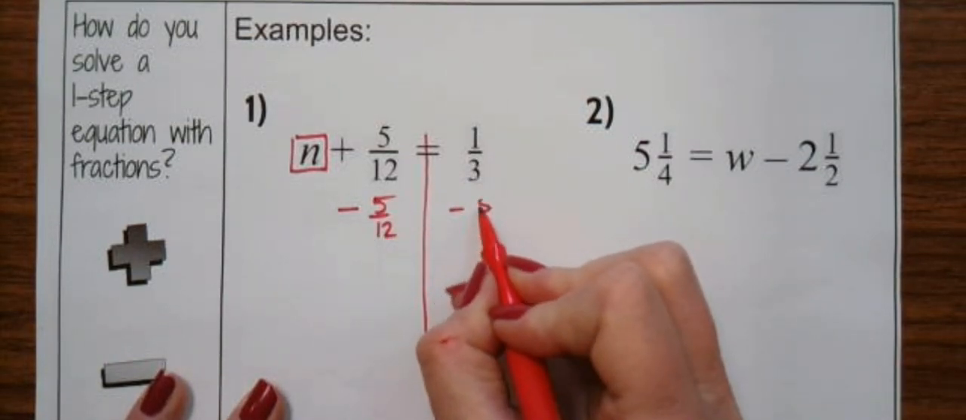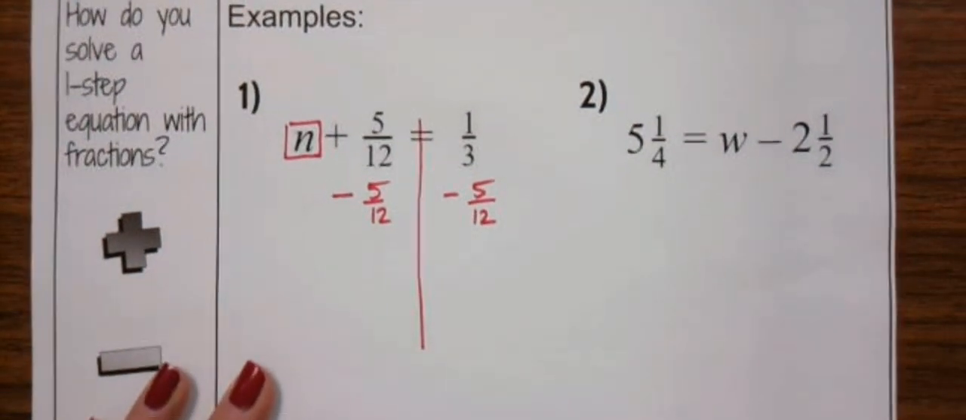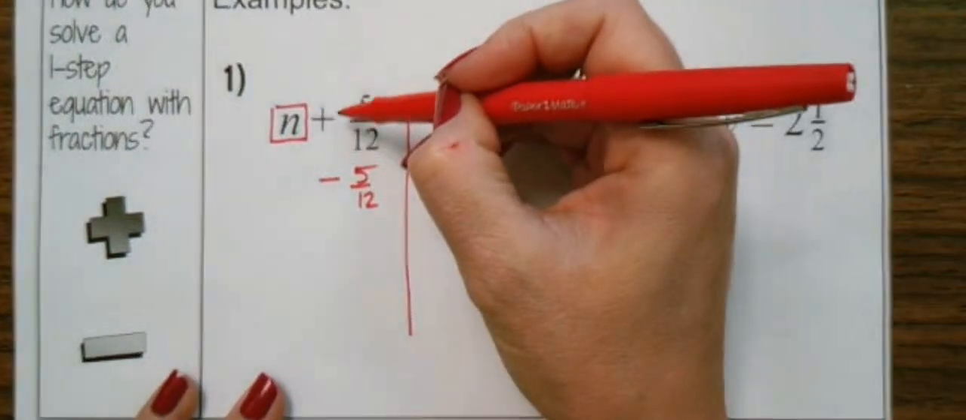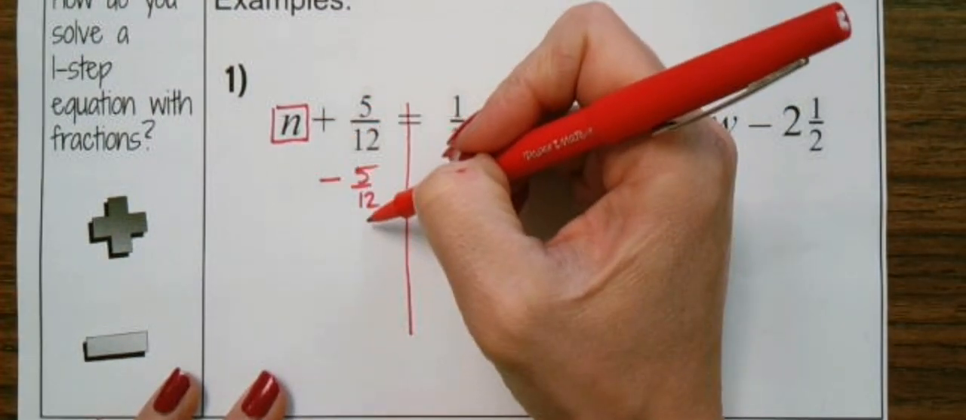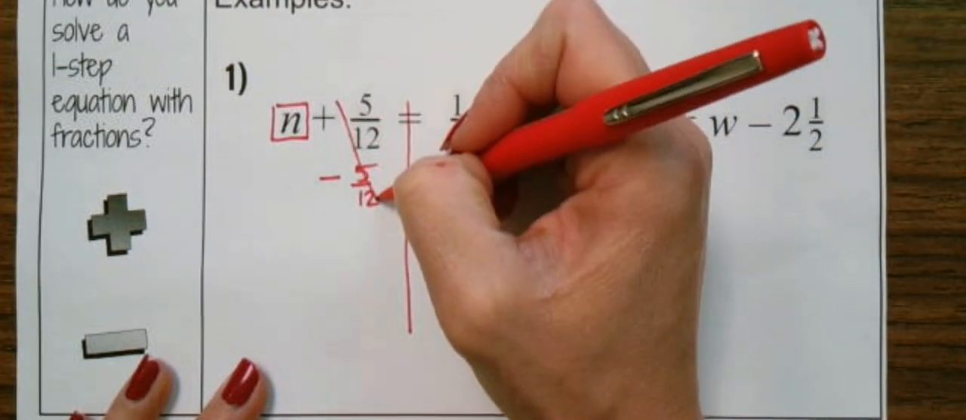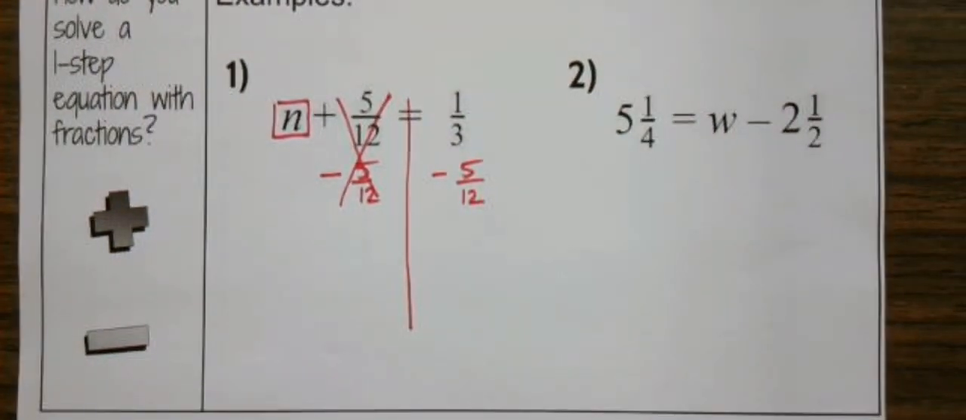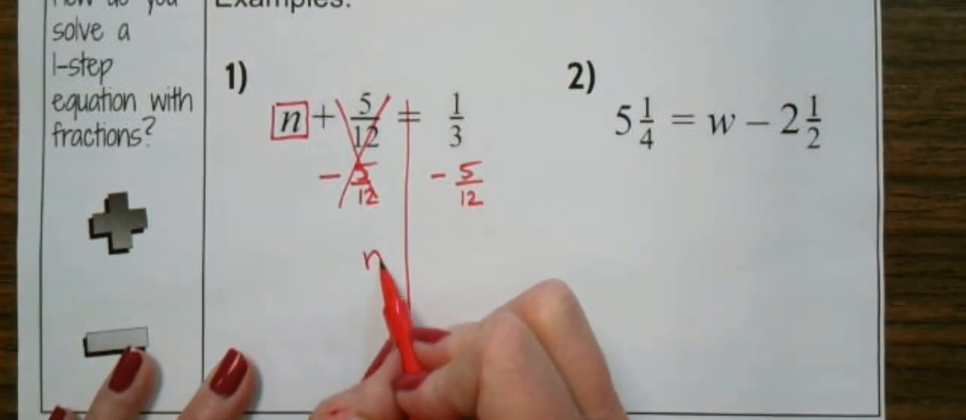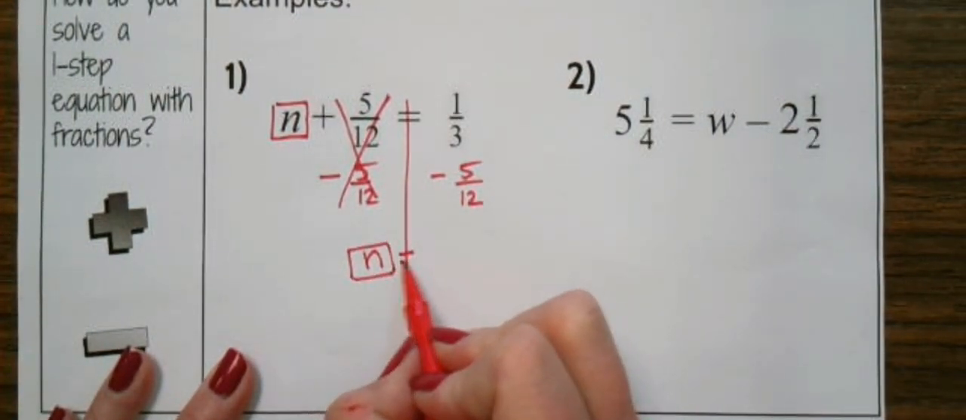I need to do that same thing to both sides of the equation. Now I see a plus 5/12 and a minus 5/12, or if you think of it as a positive 5/12 and a negative 5/12, these two are opposites, so they cancel and make 0. And I have n all by itself. I'm just going to bring down that n.